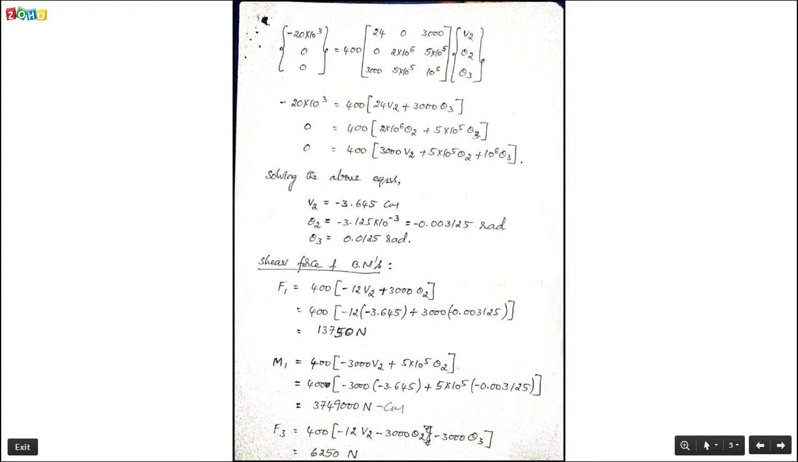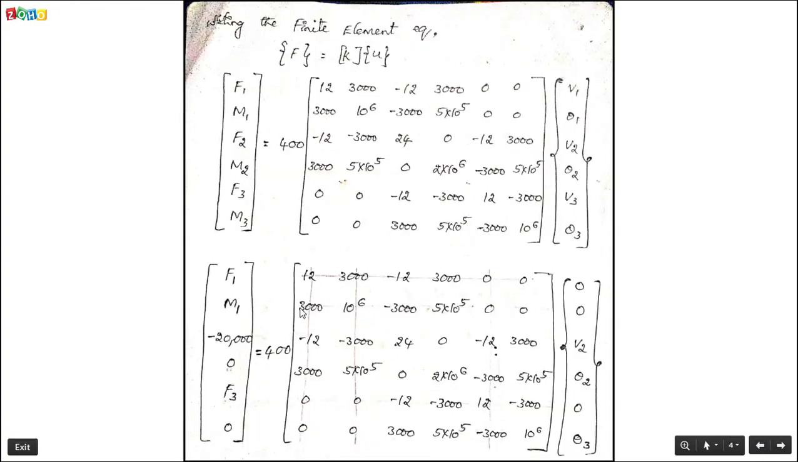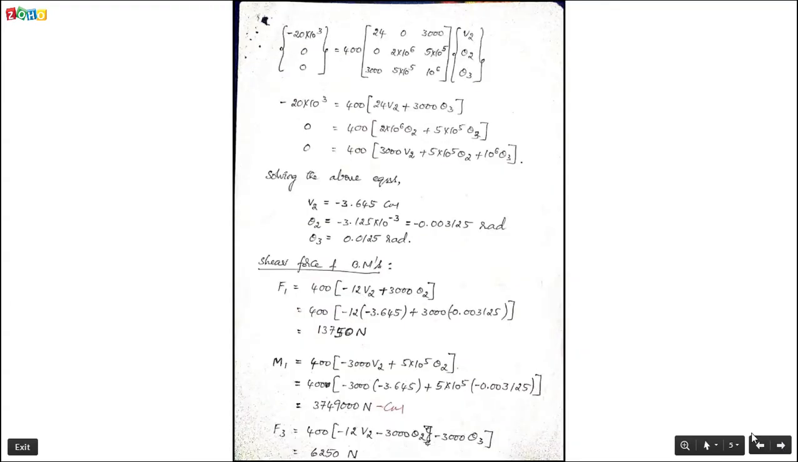Now we have to find the M1 value. So what is the M1 value? 3000 into 0, plus 10 power 6 into 0, minus 3000 into V2, minus 3000 into V2. Okay, this 400.